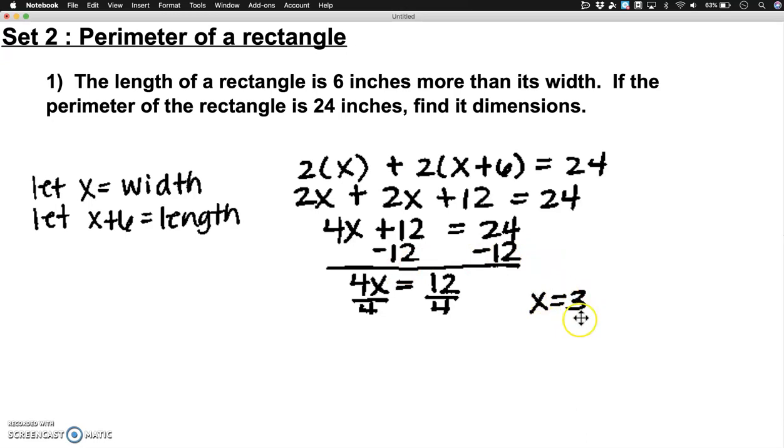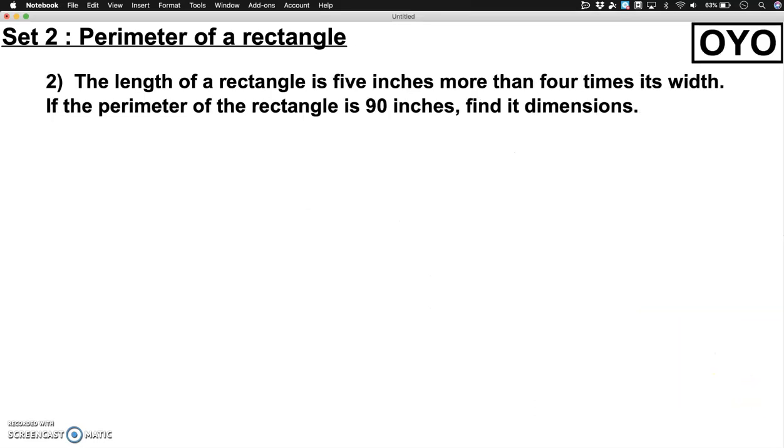But remember, x represented the width, so we still need to solve for the length. The length will be the width plus 6. So my width is 3 inches and my length is 9 inches. Next is an on-your-own problem that is similar to the first.